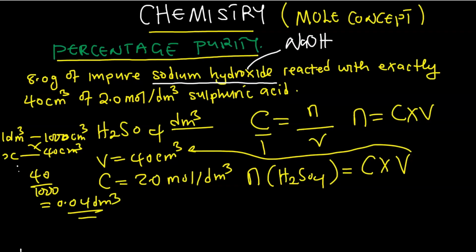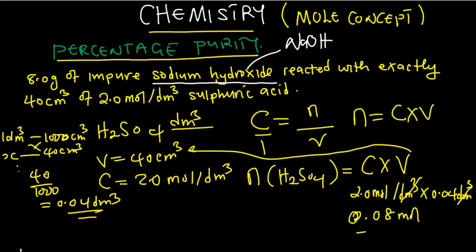Concentration is given as 2. So we are going to multiply 2.0 mole per decimeter cubic multiplied by 0.04 decimeter cubic. Decimeter cubic and decimeter cubic go, so 2 multiplied by 0.04 is 0.08 moles. So the number of moles of sulfuric acid is equal to that one.